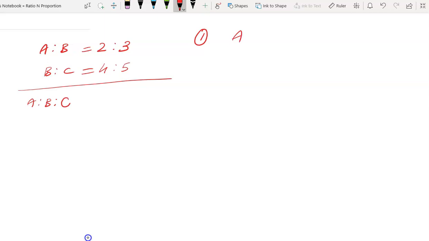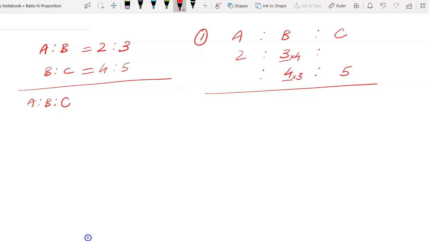Now we need to find A is to B is to C. A is to B is how much? 2:3. B is to C is how much? 4:5. Now here we see B is common. So what we will do? We will make B equal. So we can take the LCM. 3 into 4 is how much? 12. So 12 is our LCM. So we'll multiply this by 4. 3 4s are 12, and this is 4 into 3, 12. So B is same now.